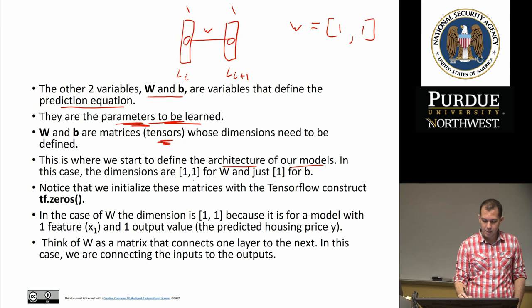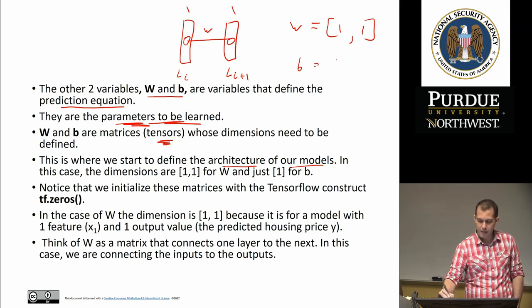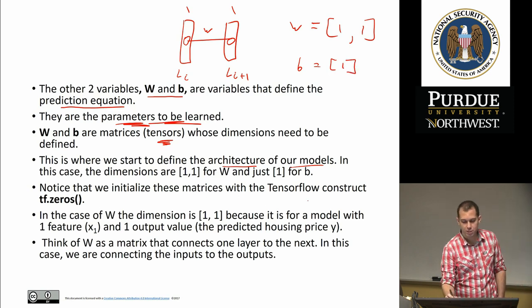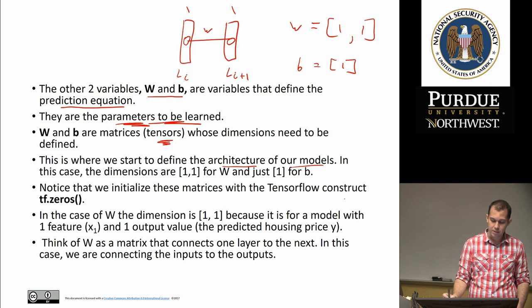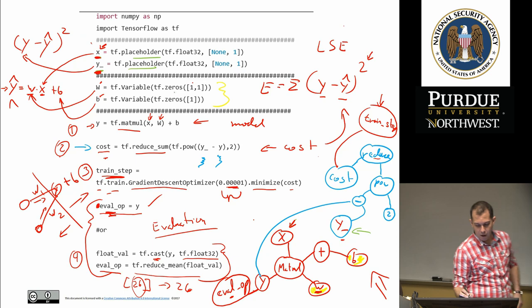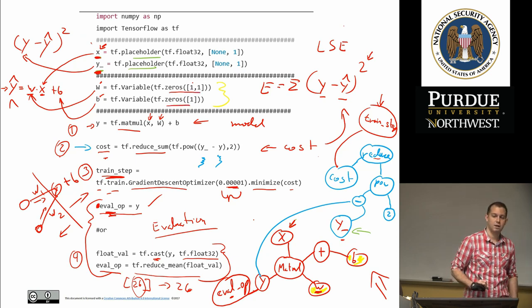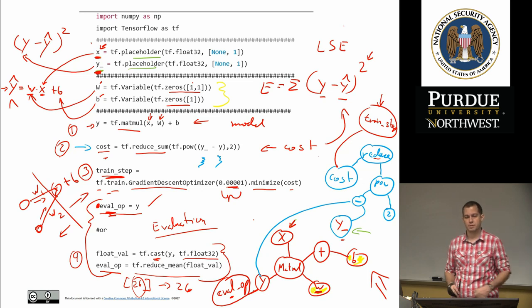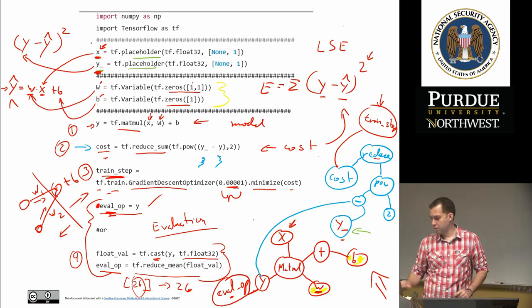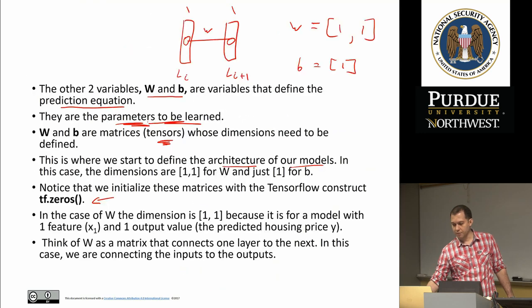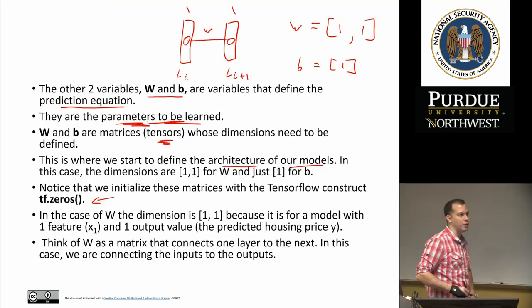So in this case, the dimensions are 1 and 1, and for the bias it is just going to be 1. Notice that we initialize these matrices with a TensorFlow construct called tf.zeros. This allowed us in the code to define our matrices, basically. All right. Now, even though we use zeros, as it turns out, it's better to use other values.